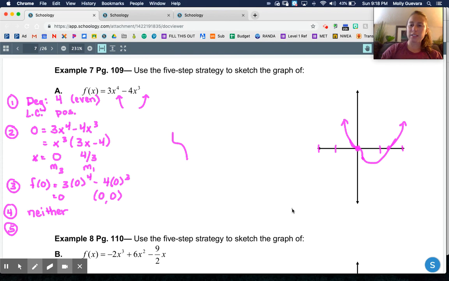And then we have to ask ourselves, how many times does this turn, right? Or what's the most it can turn? The degree is 4. The most number of turns I could have is 1 less than that, so 3. And here I only have 1 turn. So that's good. Cannot have more than 3. So if I had 4 turns here, we did something wrong. Okay, let's do another one together.